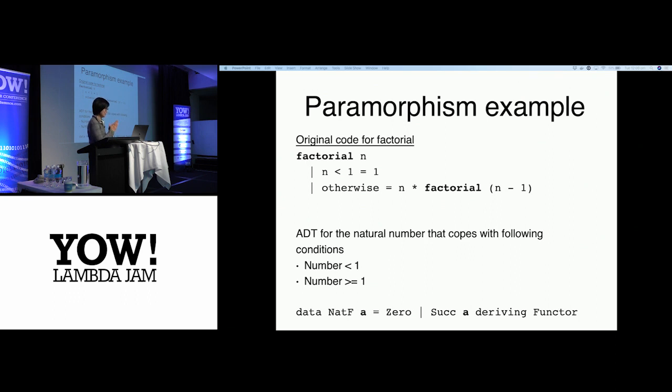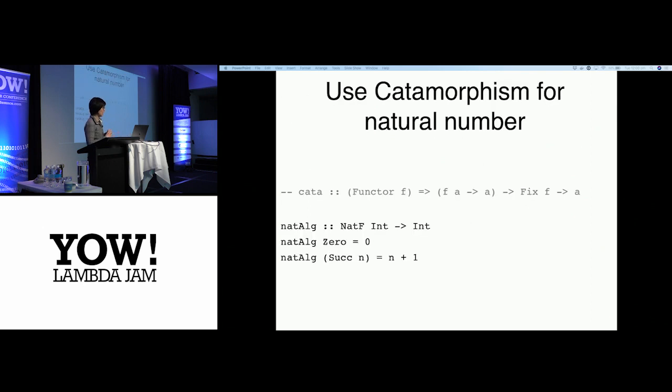And to solve this problem, it's a bit messy, sorry, but it just illustrates how to use the paramorphism. First, we need to think about how to find the natural number value of this NatF first. First, we use catamorphism.